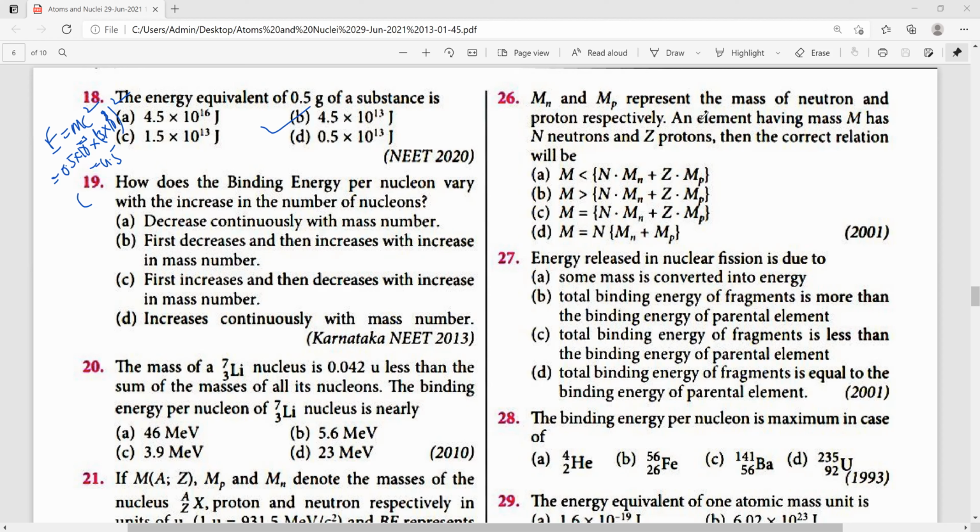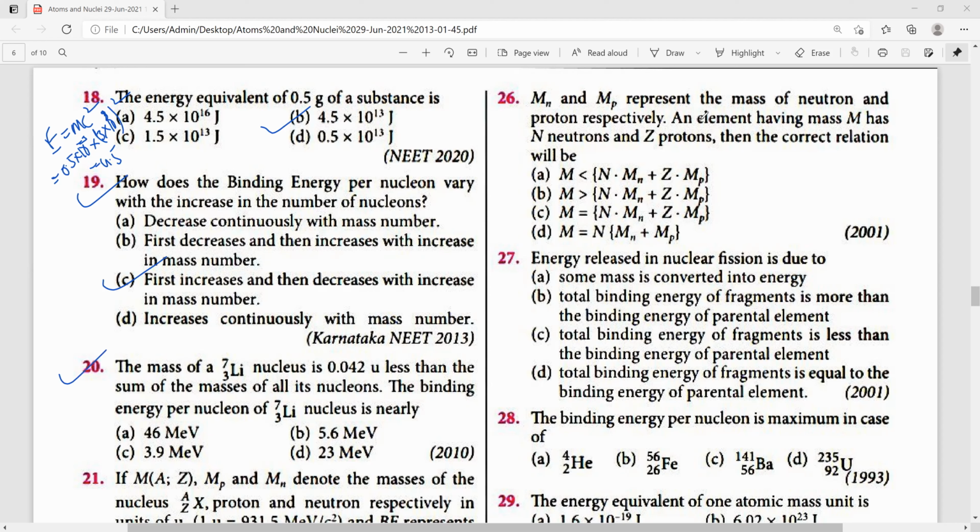19th one. How does the binding energy per nucleon vary with the increase in number of nucleons? First one, decreases continuously with mass number. Second one, first decreases then increases with increasing mass number. Third one, first increases then decreases with increase in mass number. Fourth one, increases continuously with mass number, they have given. So for 19th one, C7 is the right answer.